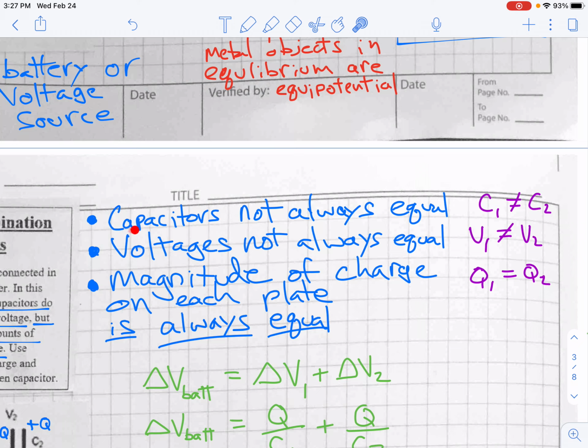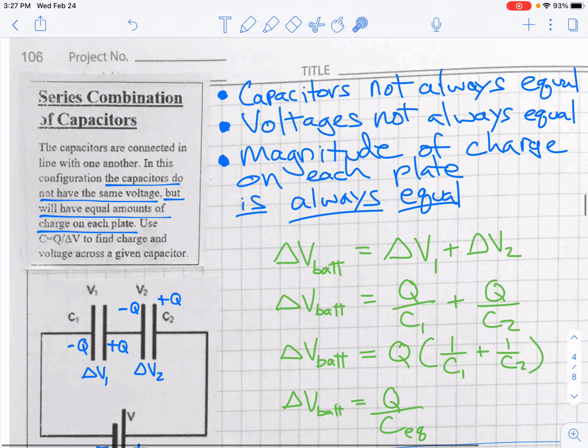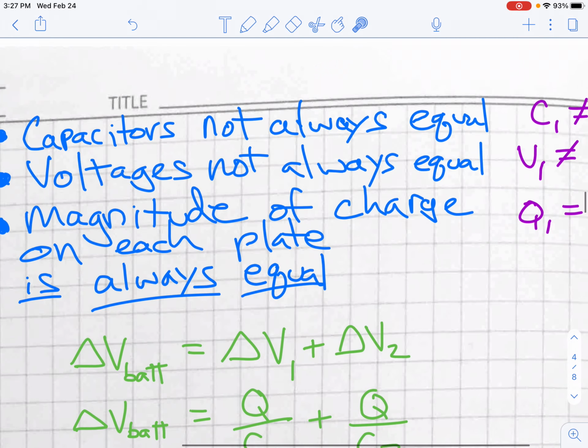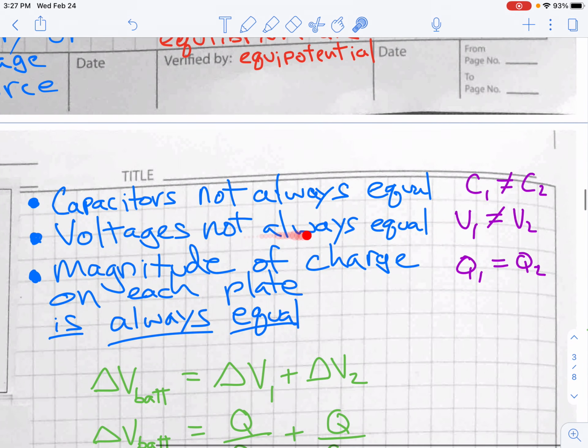So capacitors are not always equal. They might be, but they don't have to be. The voltages are not always equal. The voltages would only be equal if the capacitors were. If you took two capacitors that were the same value, like 1 farad and 1 farad, then each of them will get half of the battery's voltage. But that's a special case. So the voltages are not always going to be equal. But what is true is that the magnitude of charge on each plate is always equal. Q1 will equal Q2.